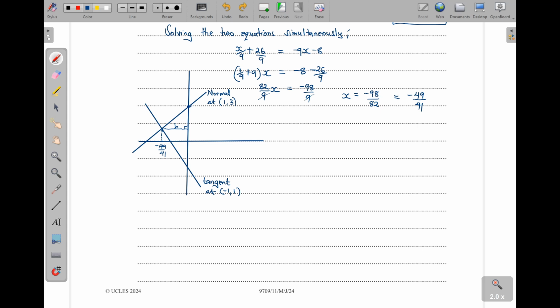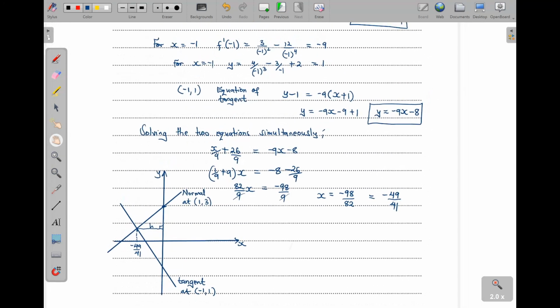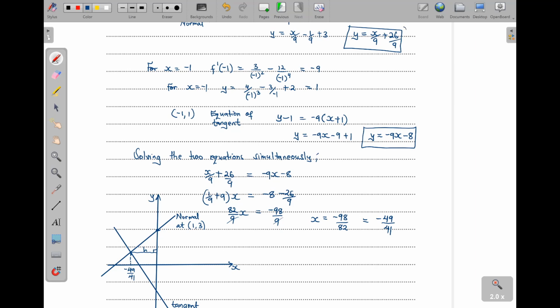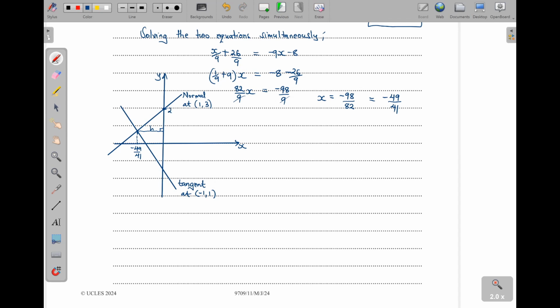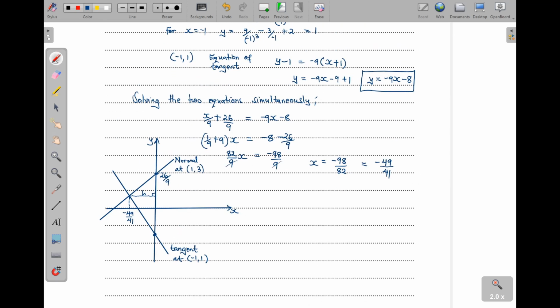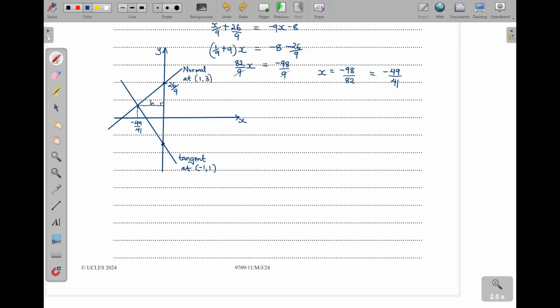Then here, where the normal crosses the y-axis, you can see from these two equations that this one here is the y-intercept. So it is 26 over 9. So I'll put here 26 over 9. Then here where the tangent crosses the y-axis, we have seen it is -8. So this is -8. So this is the triangle whose area we are supposed to get.